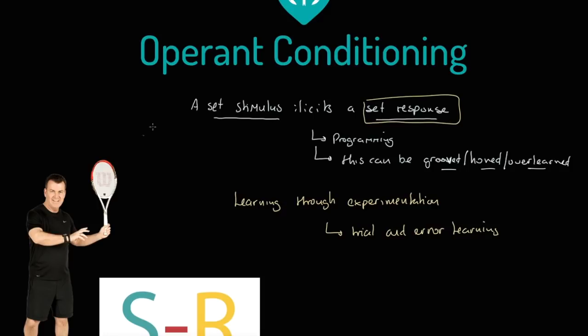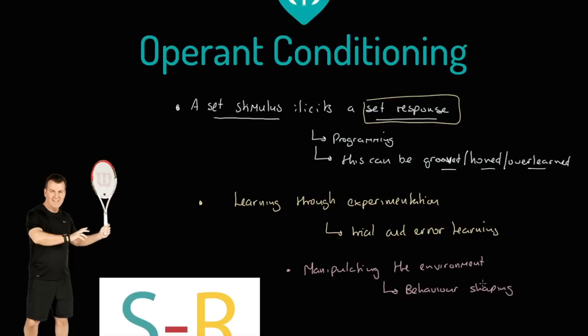So we've got this idea that a set stimulus elicits a set response. We've got this idea that we learn through experimentation or trial and error learning. And where I really want to go through this is what we call manipulating the environment. Really we're talking about the coach or the trainer here, that the coach or the trainer is going to produce an environmental set of conditions which bring about this trial and error learning to bring about the correct set response to those stimuli. Okay, so we call it manipulating the environment. We can refer to this as behavior shaping.